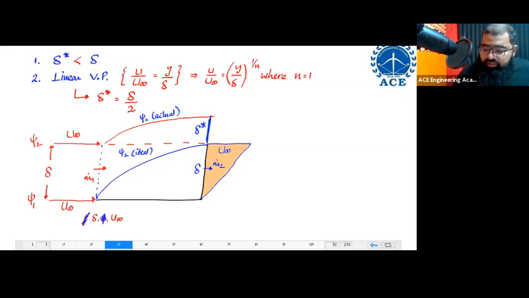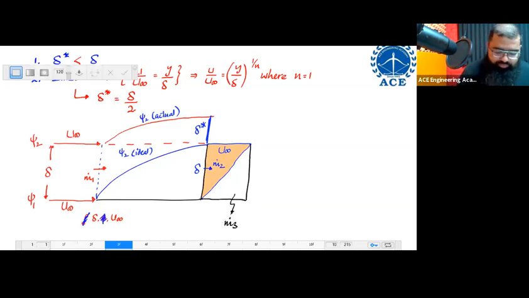Now, if I ask you how much is the mass flux that got reduced, what will you do? You will complete this rectangle, and you'll say this is basically representing my m dot 3. This is the amount of reduced mass flux I'm having. I'm having this much amount of reduced mass flux.